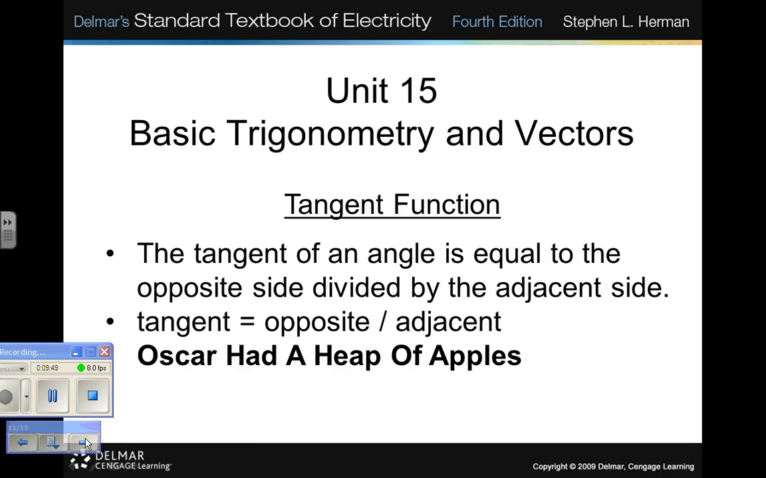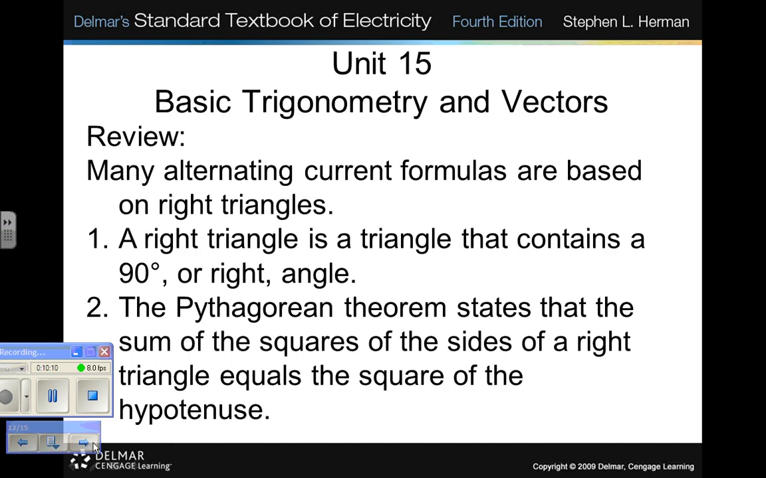Then we have the tangent, which is the opposite over the adjacent. The traditional version is Oscar had a heap of apples. I don't like that because it doesn't create much of a mind picture. Oh hell, another hour of agony. You're thinking of homework already, right? That's something familiar to you. Oscar and his apples, to hell with him.